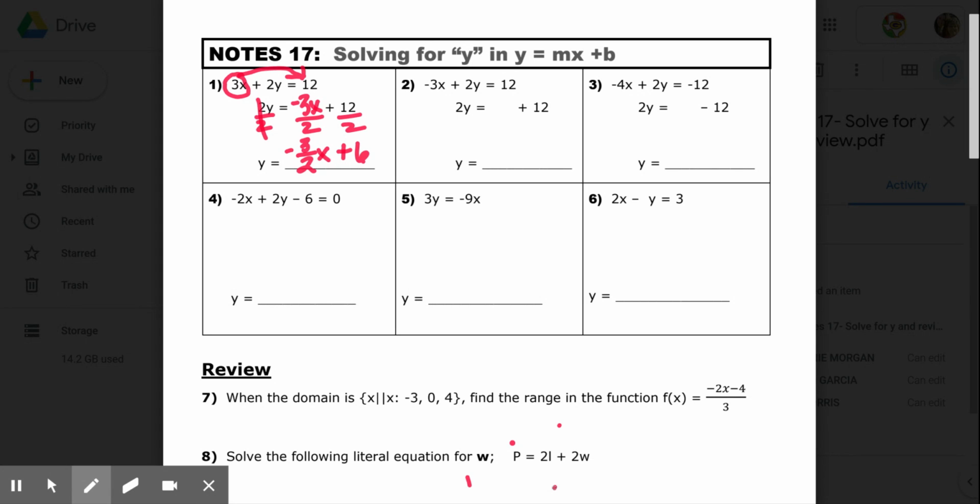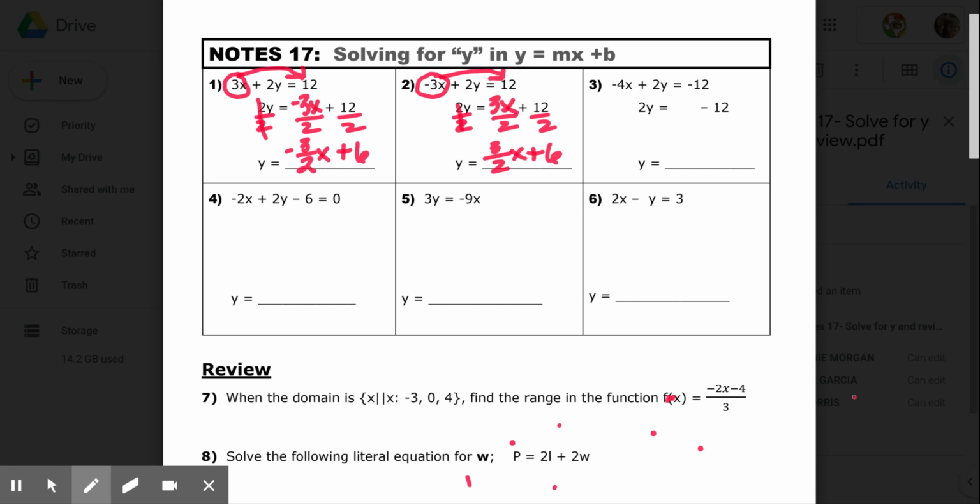Let's look at problem 2. Again, we're going to move this negative 3x over to the other side. If it's negative on the left, it's going to become positive 3x on the right. And then we're going to divide everything by 2. So again, we have 3 over 2 x plus 6.